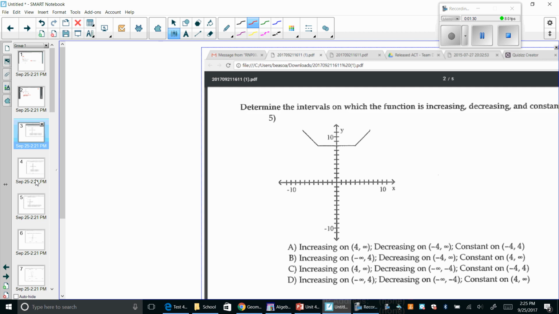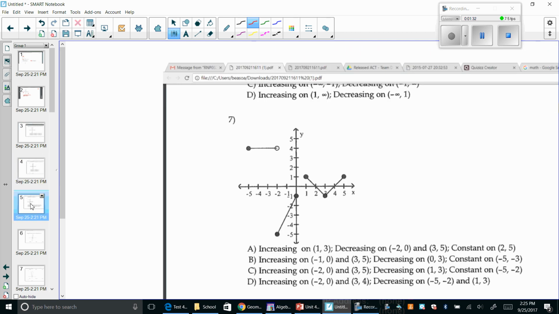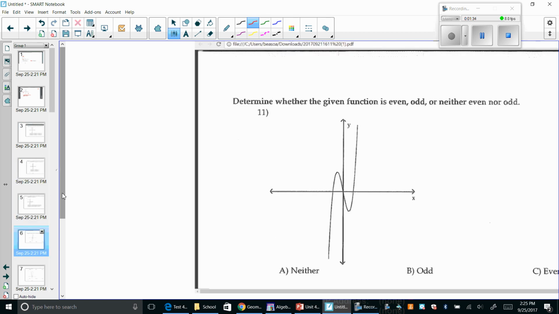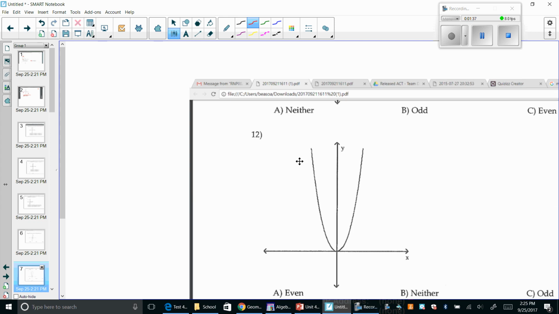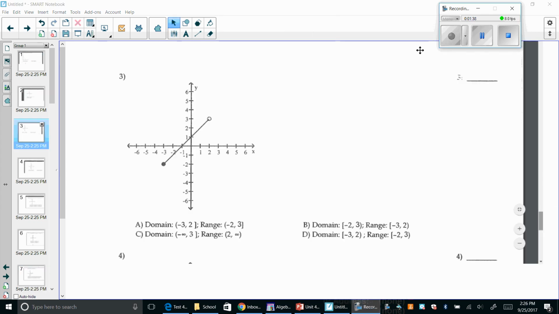Now, why does that say number 5, 6, 7, 11? That's not good. I'm going to pause it for just a second, see if I can find number 3. All right, I'm back. I found number 3.